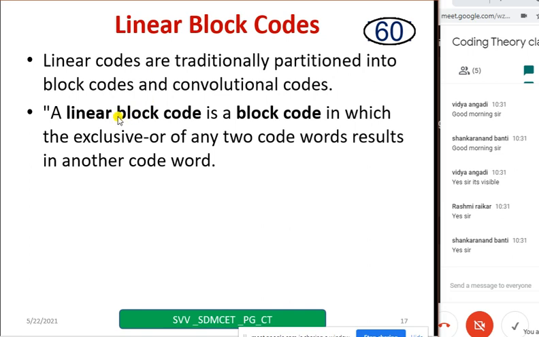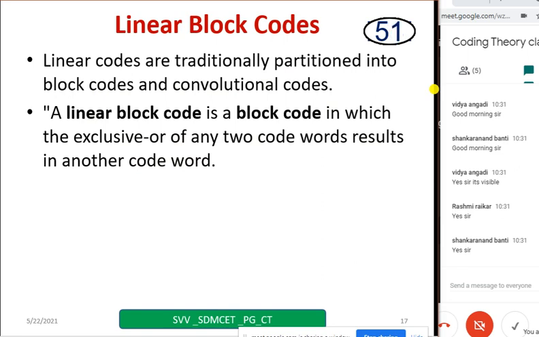Let us go to the next. A linear block code is a block code in which the exclusive OR, it's nothing but a mod 2, of any two code words results in another code word, then we say linear. Linear codes are traditionally partitioned into block codes and convolutional codes. In this subject, we are going to discuss block codes as well as convolutional codes. So why is it called linear? When you exclusive OR any two code words, it will result in another code word. Hence, it is called a linear block code.